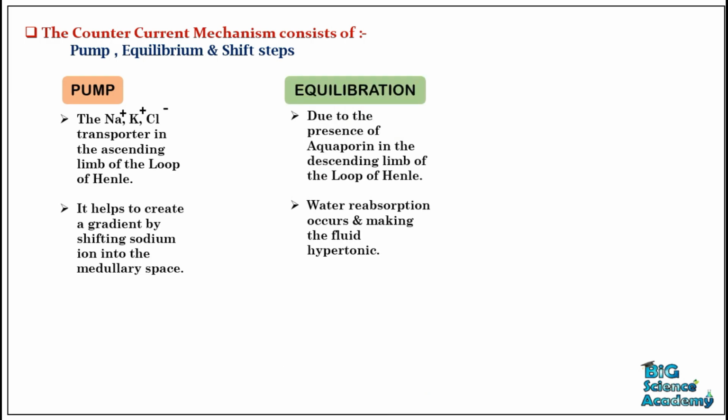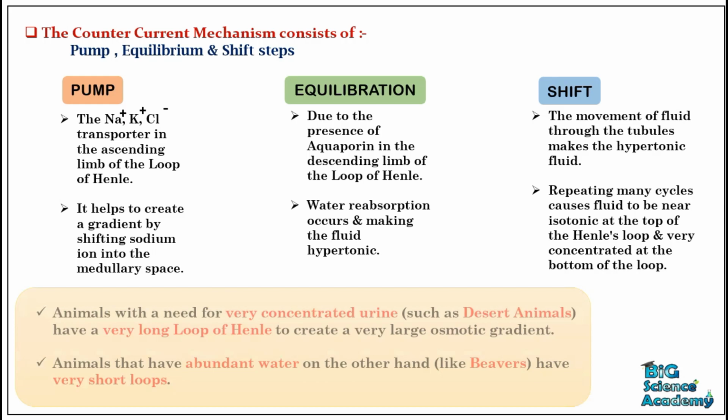The next one is equilibration. Due to the presence of aquaporin in the descending limb of the loop of Henle, water reabsorption occurs, making the fluid hypertonic again. And the last one is shift. The movement of fluid through the tubules causes the hypertonic fluid to move further down the loop, and repeating many cycles causes fluid to be near isotonic at the top of the Henle's loop and very concentrated at the bottom of the loop. And by these three mechanisms, pump, equilibration and shift, the main countercurrent mechanism happens.